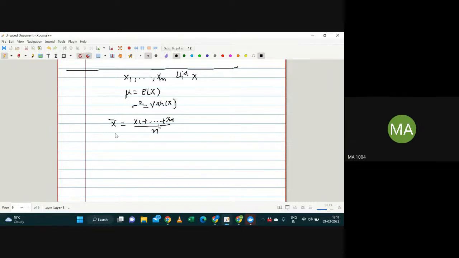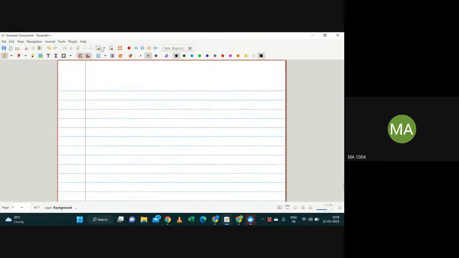So what is the expected value of X bar here? Mu. And the variance of X bar is sigma square by n. So the weak law of large numbers says the absolute difference between X bar and mu being greater than some delta has probability less than or equal to sigma square divided by n delta square. This is as per the weak law of large numbers.